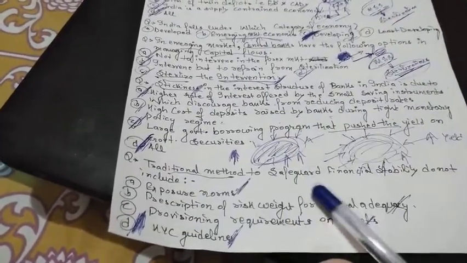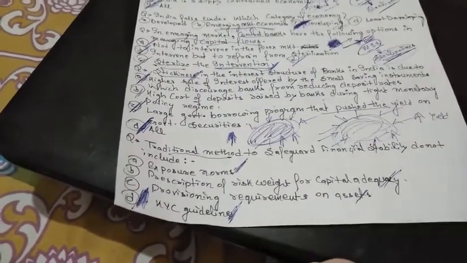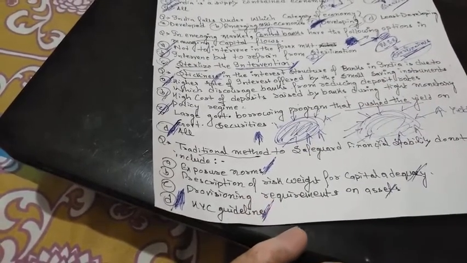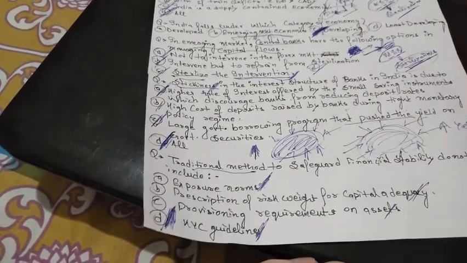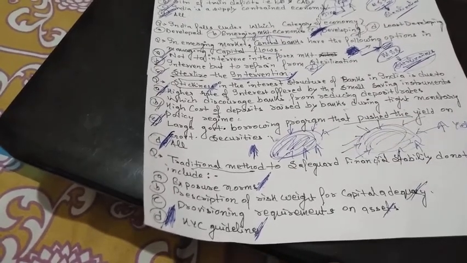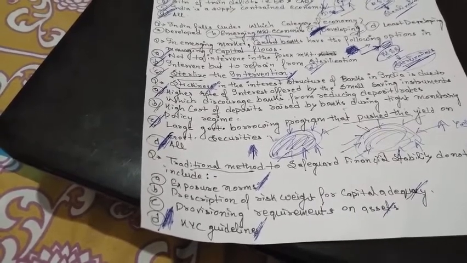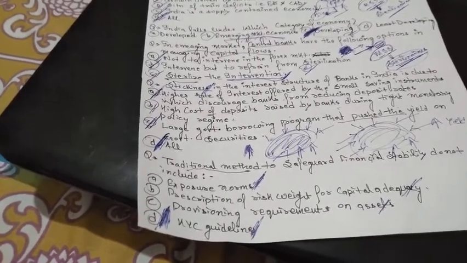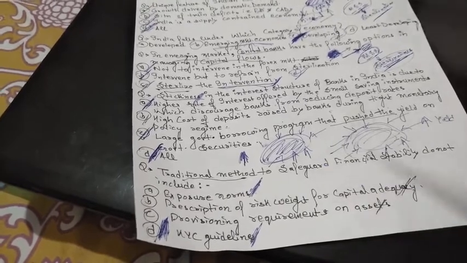Next question, traditional methods to safeguard financial stability do not include. It is asking about safeguard mechanisms for financial stability. Let's see. Exposure norms: does it act as a safeguard or not? What do you mean by exposure norms? For example, any bank is allowed to give a maximum of 5% or 10% of its total loans to a single entity or company. That is a safeguard norm, because you can't give all your money to a single entity. So exposure norms act as a safeguard.